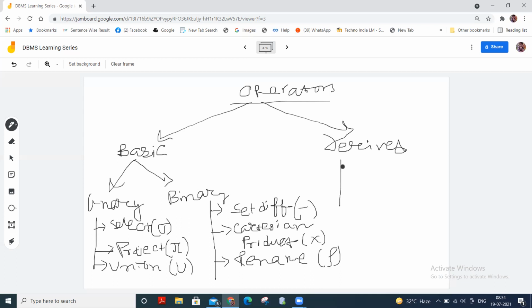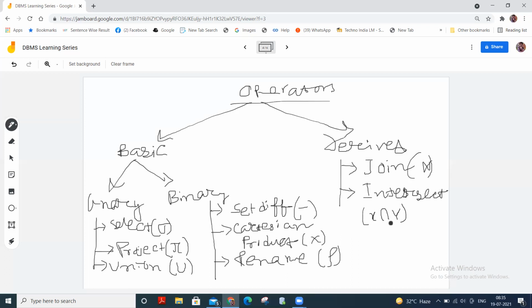And for the derived operations, the first one is join. Join is written like this, and there are several types of joins which we will learn in coming videos. The next one is intersect. Intersect is the opposite of union.